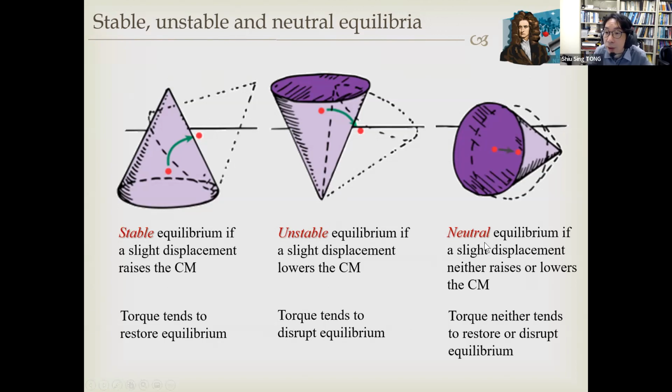Now there's also a third kind of equilibrium called neutral equilibrium. For this example of a cone, that happens when the curved surface of the cone is at rest on the table. Now if you roll the cone on that curved surface, you can see that the center of mass position will be neither raised nor lowered. That is an equilibrium, but I will call it neutral equilibrium because the potential energy is not raised or lowered, and there's actually no torque that tends to restore or disrupt the equilibrium. That's why it's called neutral.